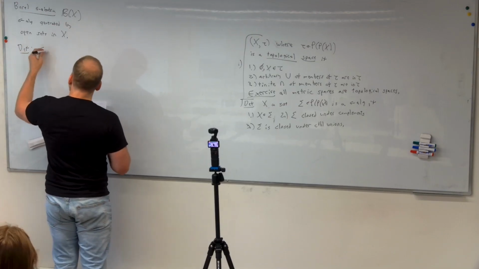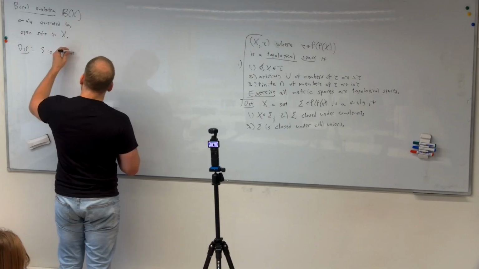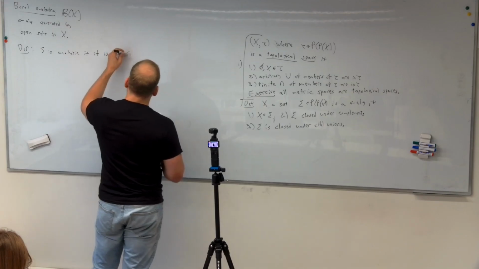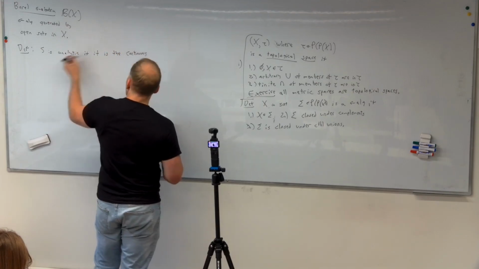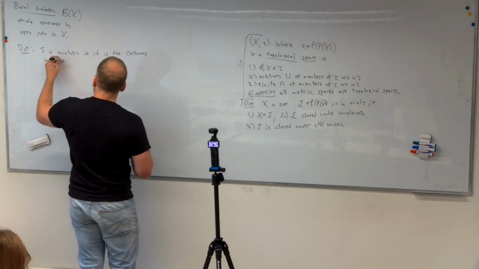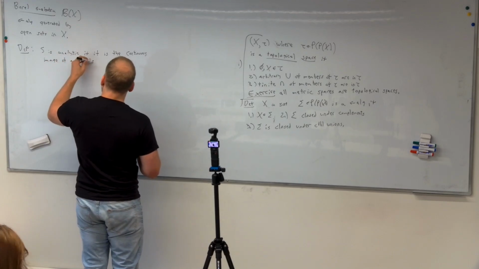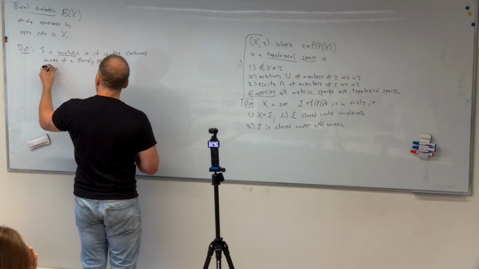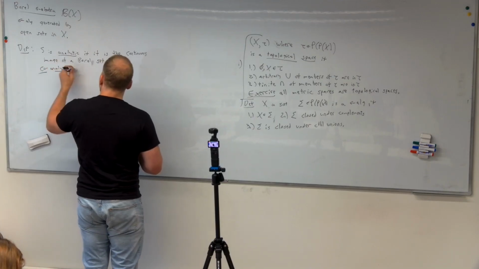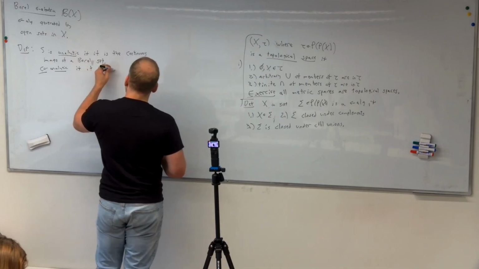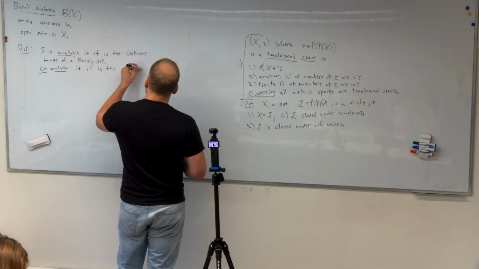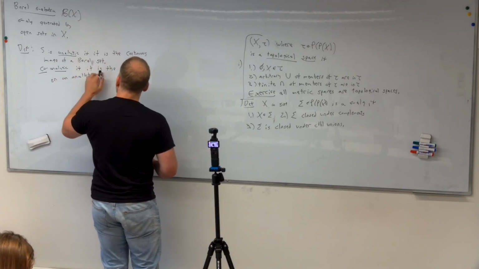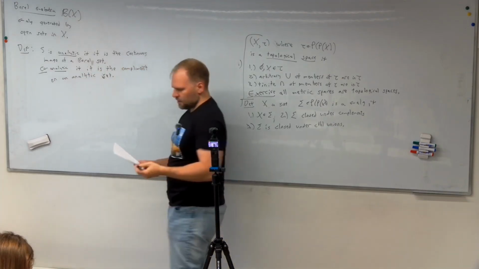S is analytic if it is the continuous image of a Borel set, and then co-analytic if it is the complement of an analytic set. So I think that's an unsurprising way to define it.